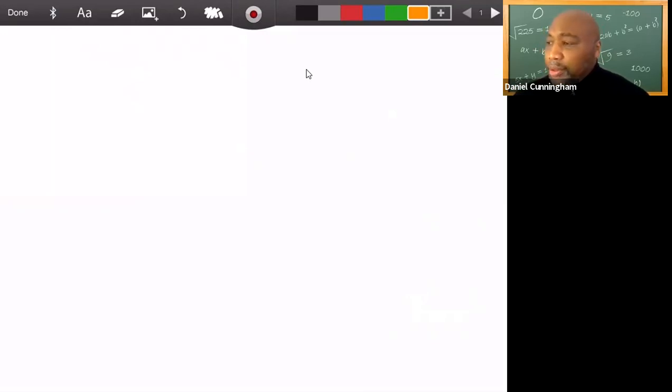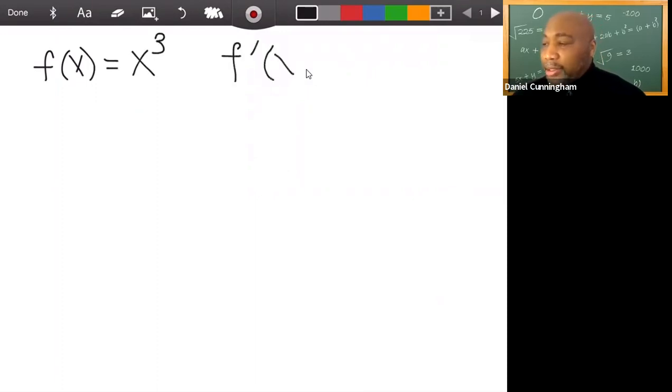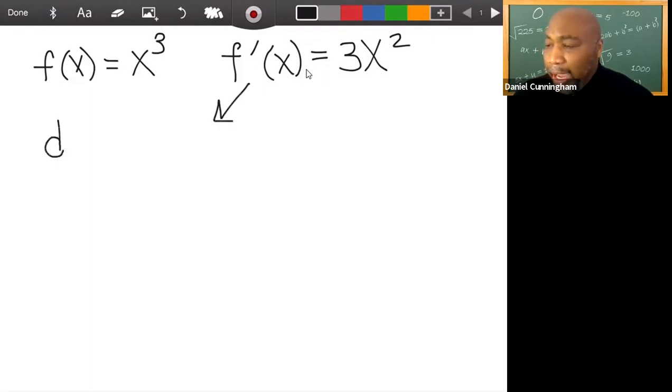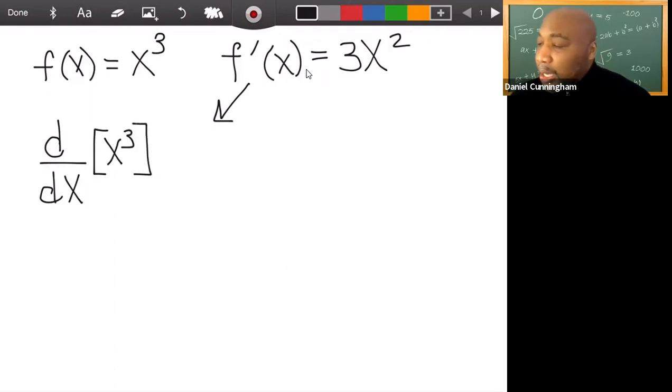Let's start off with a function. Let's say our function f of x is equal to x cubed. Now, let's say we want to find the derivative, which is f prime of x. That will equal 3x squared. That's the derivative of x cubed. I'm going to write it in a different way. Let's say we want to find the derivative again of x cubed. This is how we write it with respect to x. It's going to be equal to 3x squared.